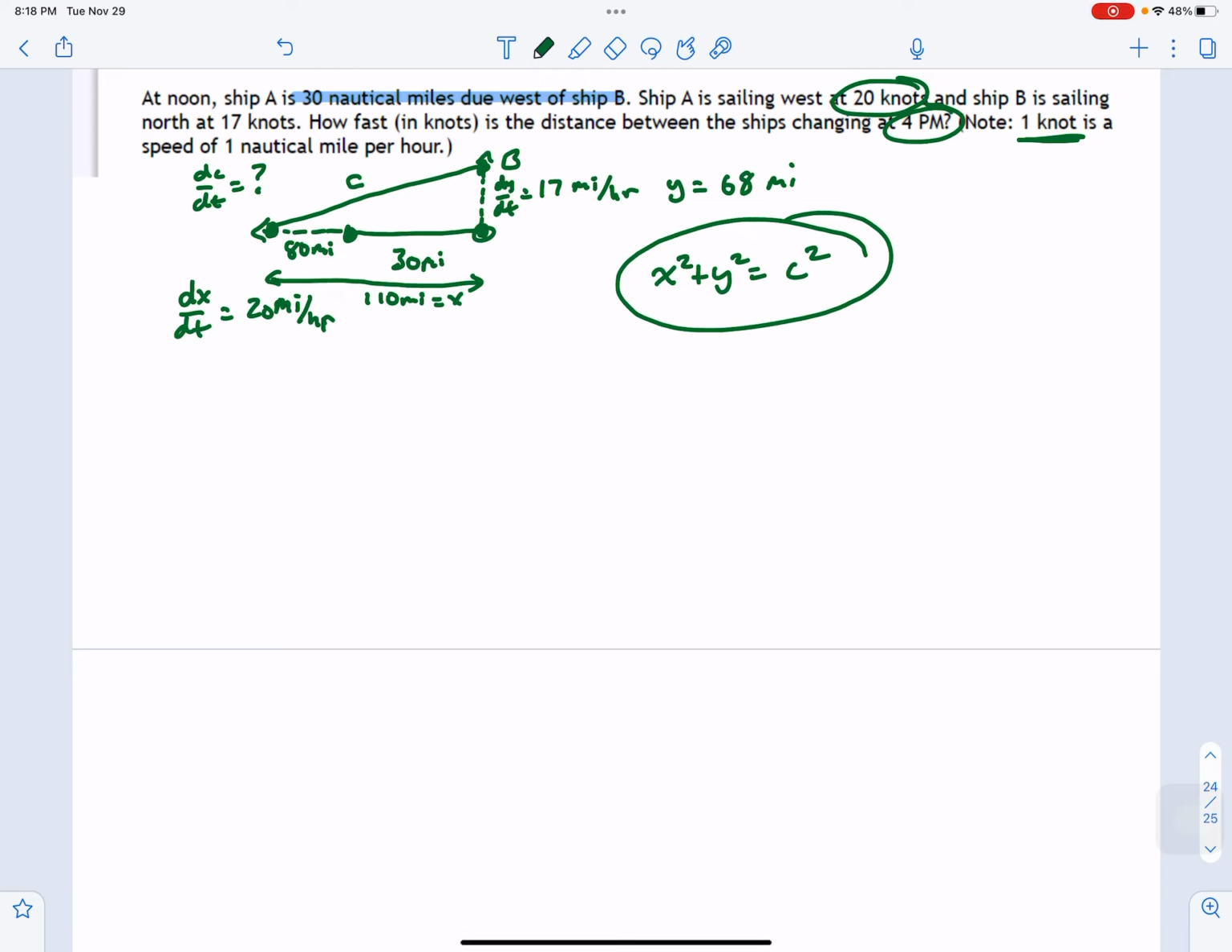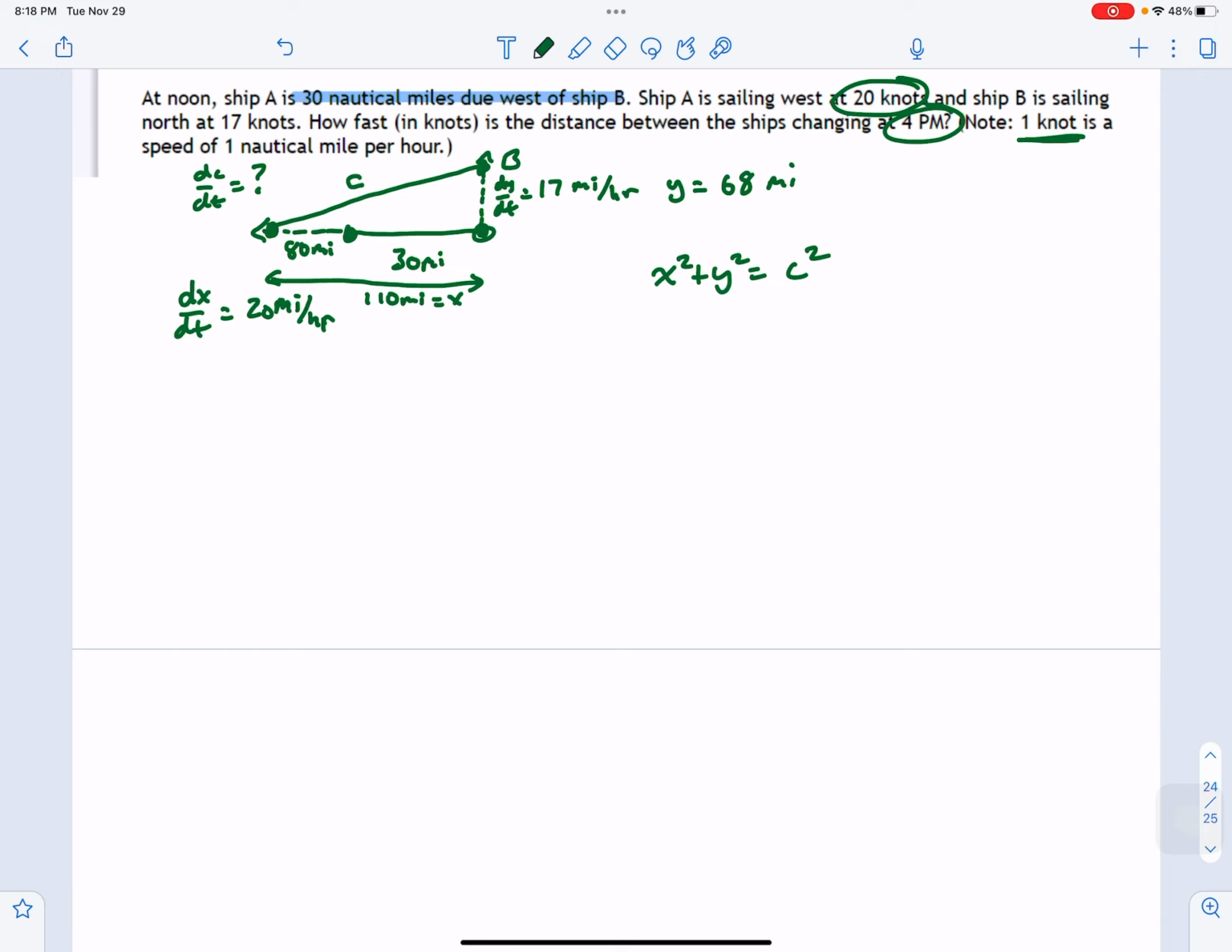Now, before I do that, let's double check. Are there any constants here? Is anyone staying constant? Is the x constant? No, the ship is moving. Is the y constant? No, the ship is moving. And is the c constant? No, the c is also changing. So we can't have any easy outs here. We can't just plug in any constants. So we're just going to take it as it is.